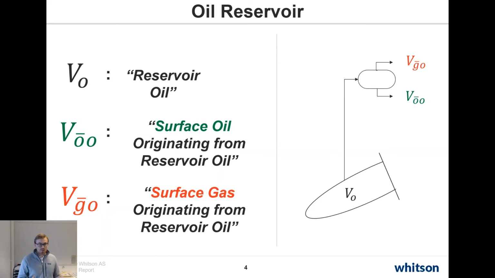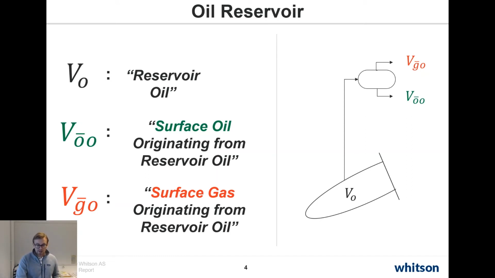The same goes for surface gas, that we use a large V and then a subscript G with a hat over, and then O, indicating that we're actually originating from the reservoir oil. And we'll actually see why we are using two subscripts here and not only one when we are talking about these black oil PVT properties.